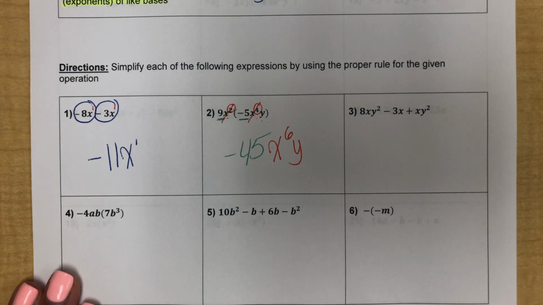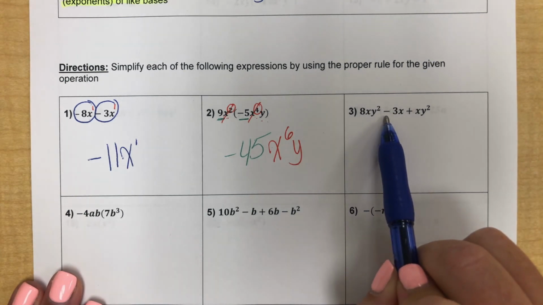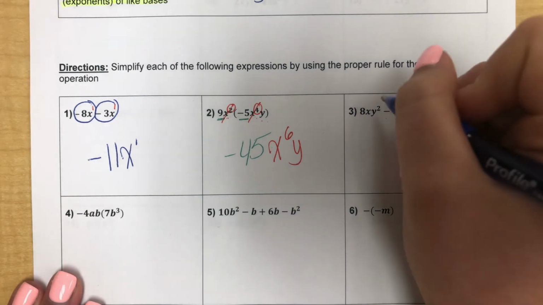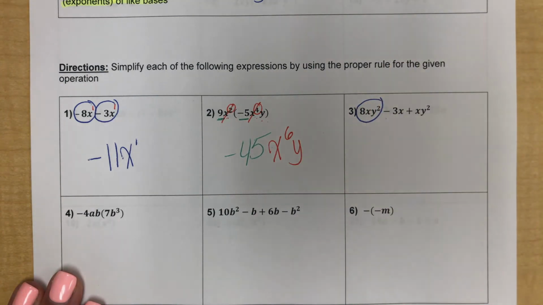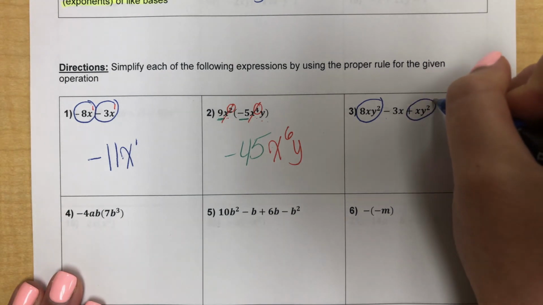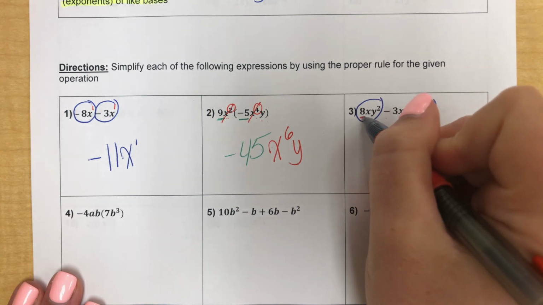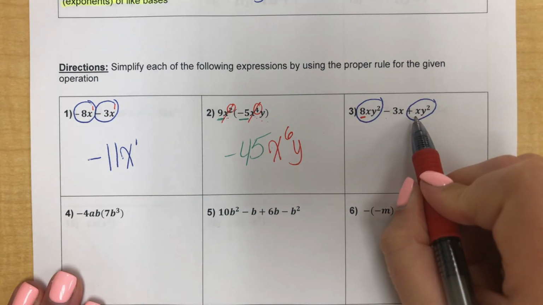All right, let's do another. Let's look at number 3. So number 3, I see more than one operation. I see subtraction and I see addition. So my first step when I'm adding and subtracting is to identify like terms. The first term has an xy squared, and the last term has an xy squared. So I know those are like terms. I'm going to go ahead and try to combine those. It says that I have to combine my coefficients, right? That's the numbers in front. So I can see the number out front here is a positive 8, and the number out front here is a positive something.